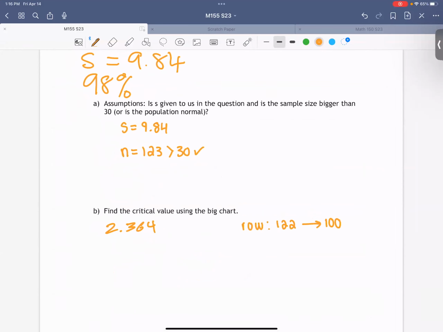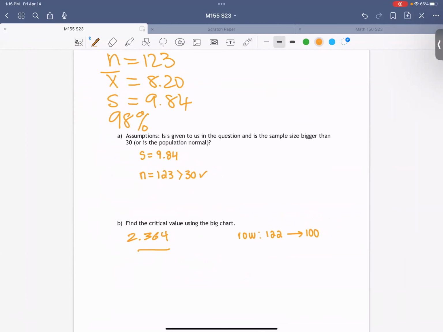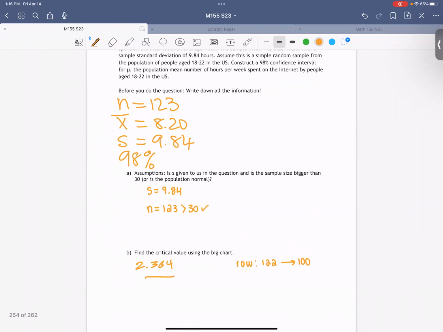Okay, and then you basically use the column corresponding to 98%. I know it doesn't say it on the first page, but it does say it on the back of the second page. And that's the column that you use. You should have gotten 2.364. Okay, any questions on the first page?